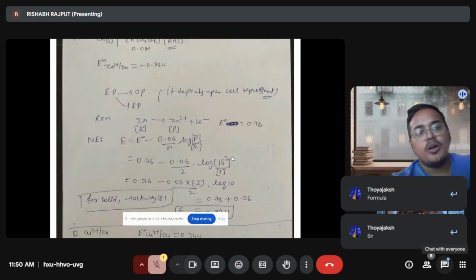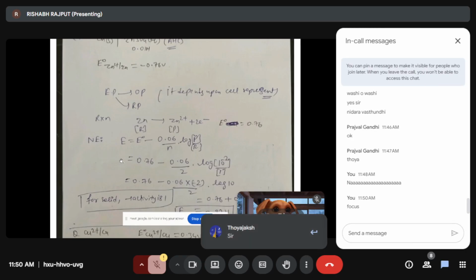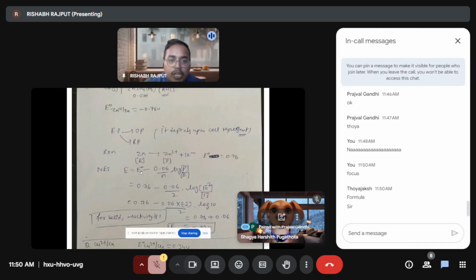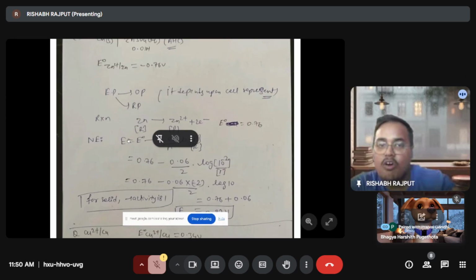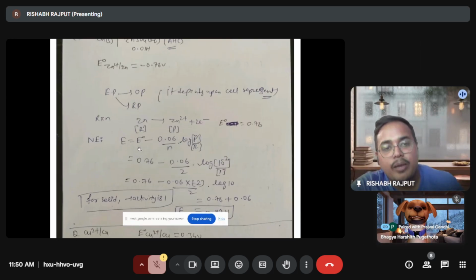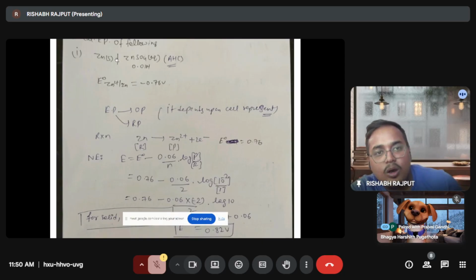Formula. Okay, please, Tejas, please see. This formula is E is equal to E naught minus 0.06 by n log P by R. Okay, already I told you this formula. Why am I solving this formula as an oxidation value? Because in a question they will ask like oxidation value. That is why I'm focusing on oxidation value.